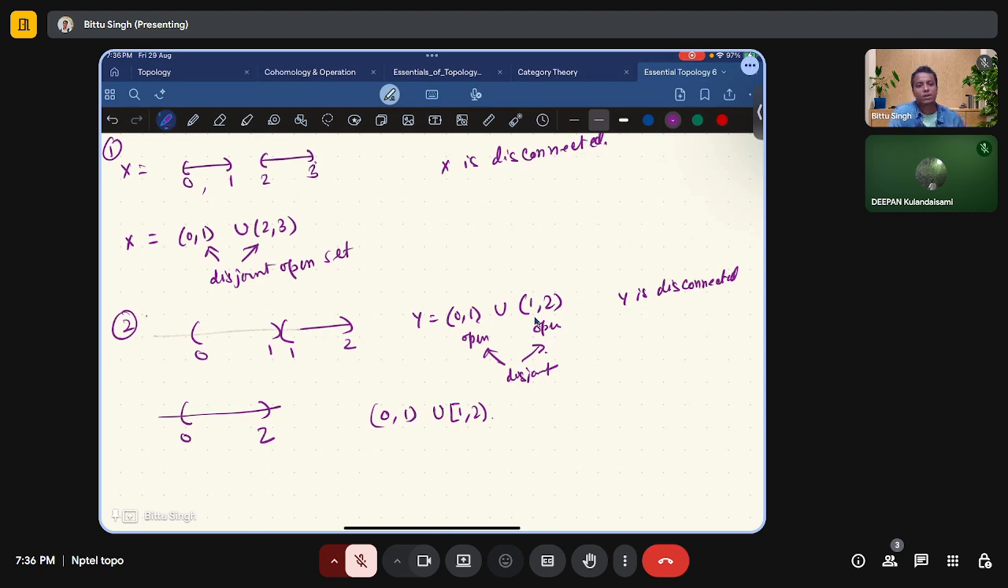That actually comes from the intermediate value property, that this kind of interval is always a connected set. Okay, you cannot break it into two disjoint open sets. This is open, this is not open. So this kind of set is always connected. Any interval from a to b is connected.